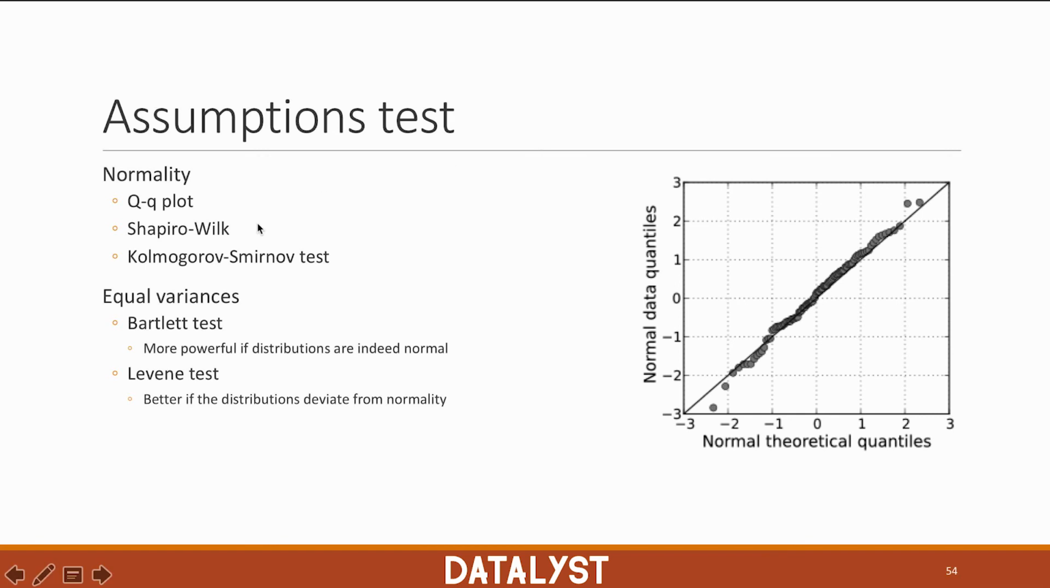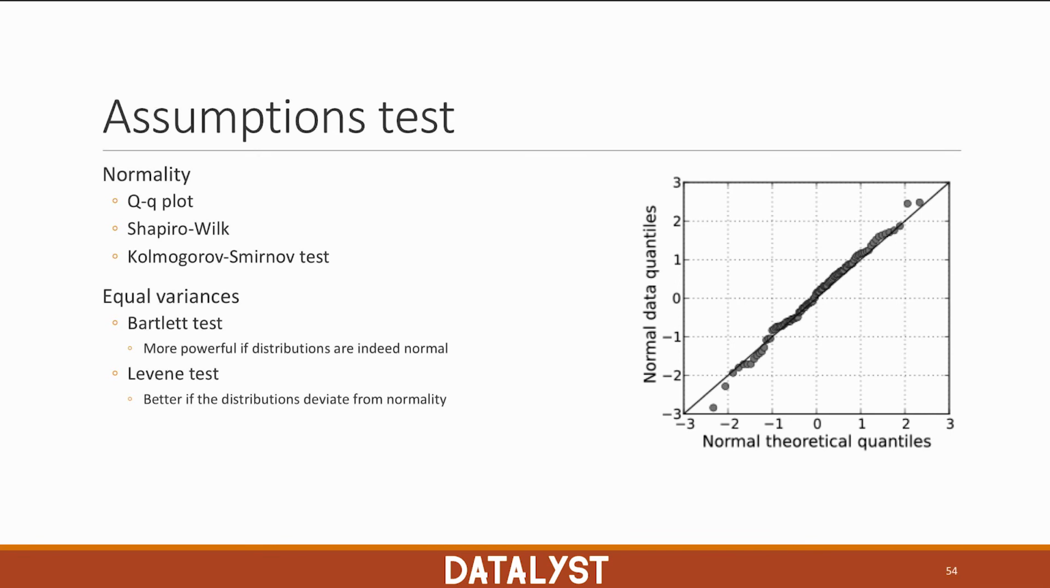And for equal variances, there are again various tests. The two most famous ones are Bartlett's test and Levene's test. Bartlett's test is the most common one in practice because it's more powerful if you assume that the distributions are indeed normal, which is what you want for the ANOVA test and the t-test. Levene's test is a hypothesis test that is more powerful than the Bartlett's test when the distributions of the data start to deviate from the normal distribution. They're not so close to the normal distribution anymore.